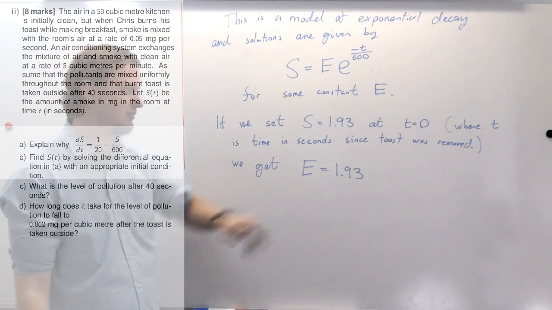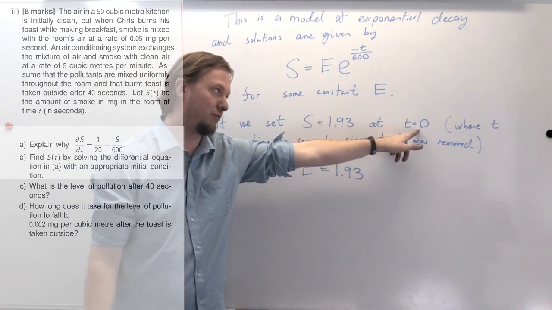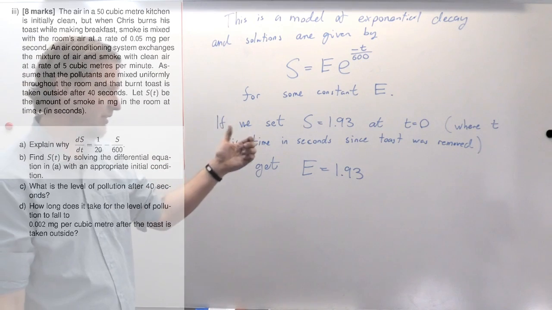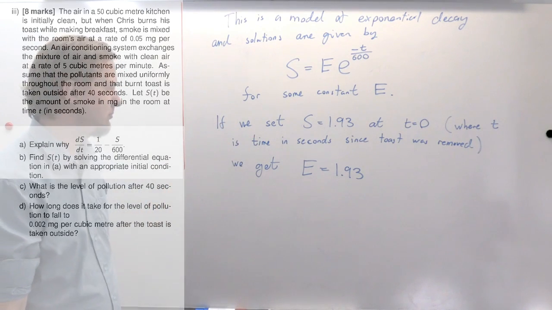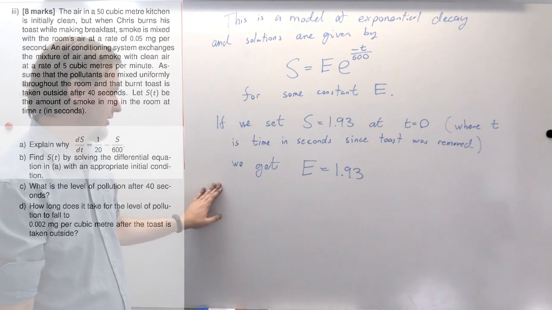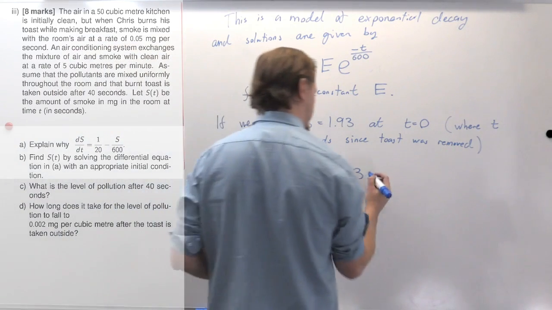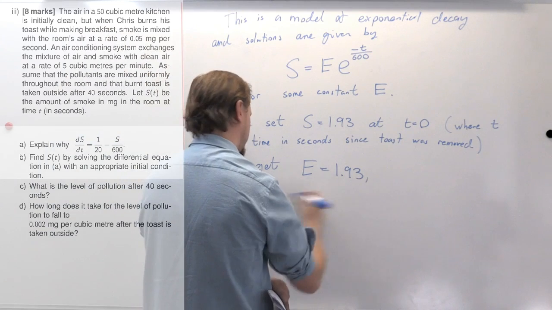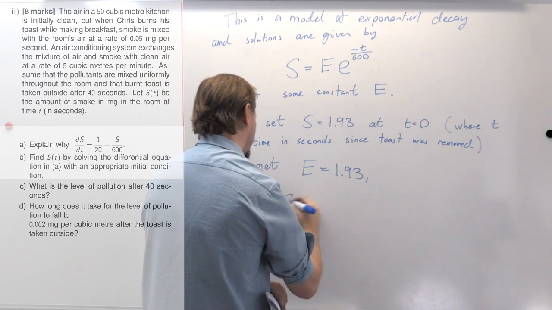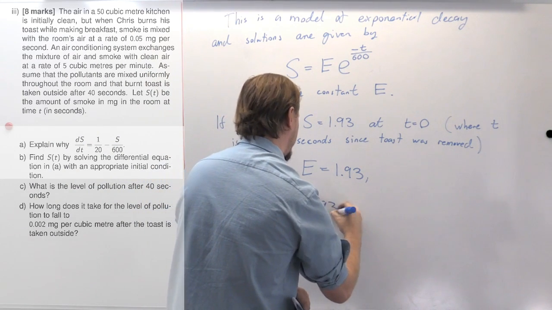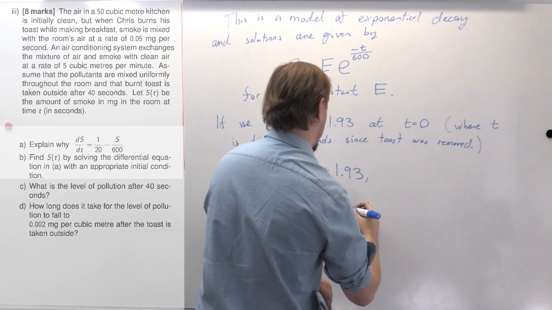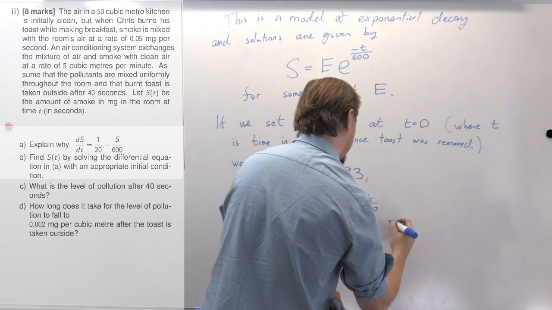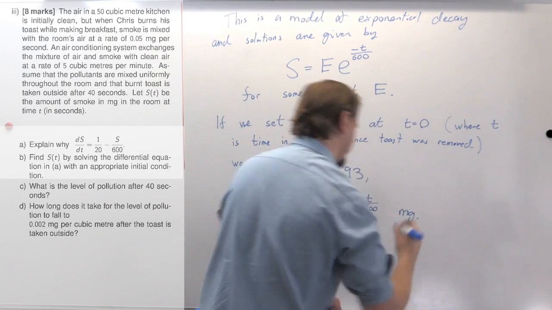You can do it without resetting the stopwatch. You can take time 40, but time 0 is much nicer. So you have to sort of say, I'm measuring now, that's 0. Okay, so we get that equal to that, i.e. the smoke level is given by 1.93 e to the minus t over 600. And that's just measured in milligrams.